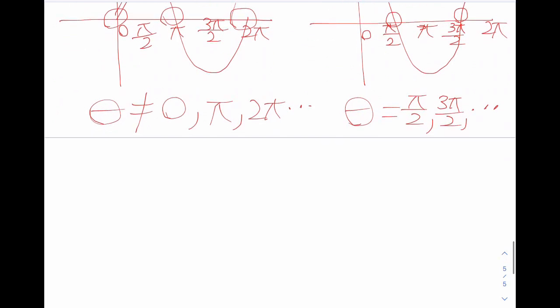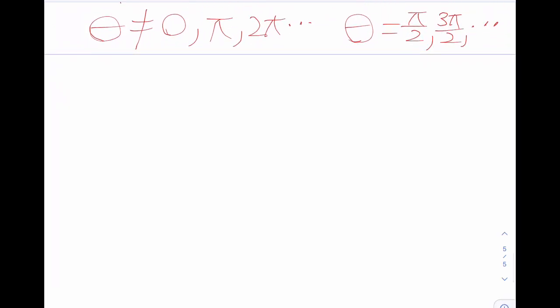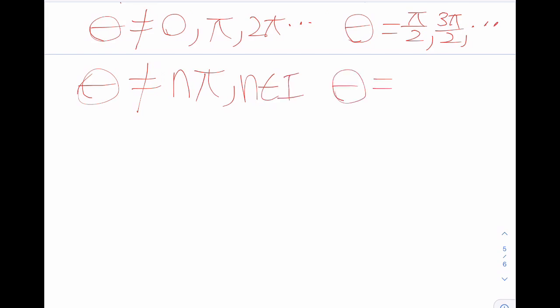Now, how do we write a general solution for these two guys? Well, for this guy, we can say that theta cannot equal n pi, where n is part of the integer system. And for this guy, we can say pi over 2 plus n pi, where n is part of the integer system.